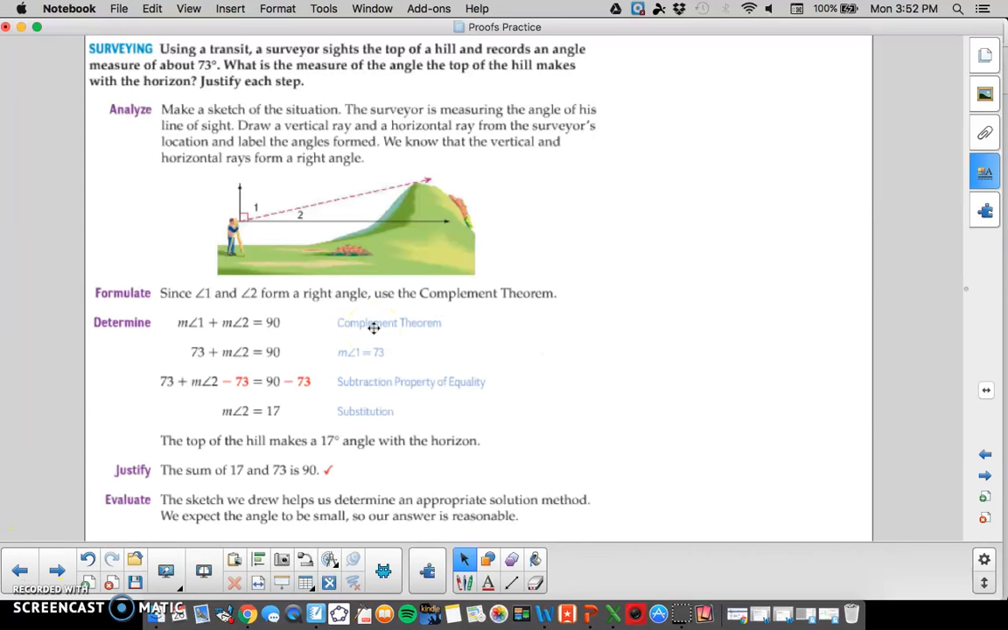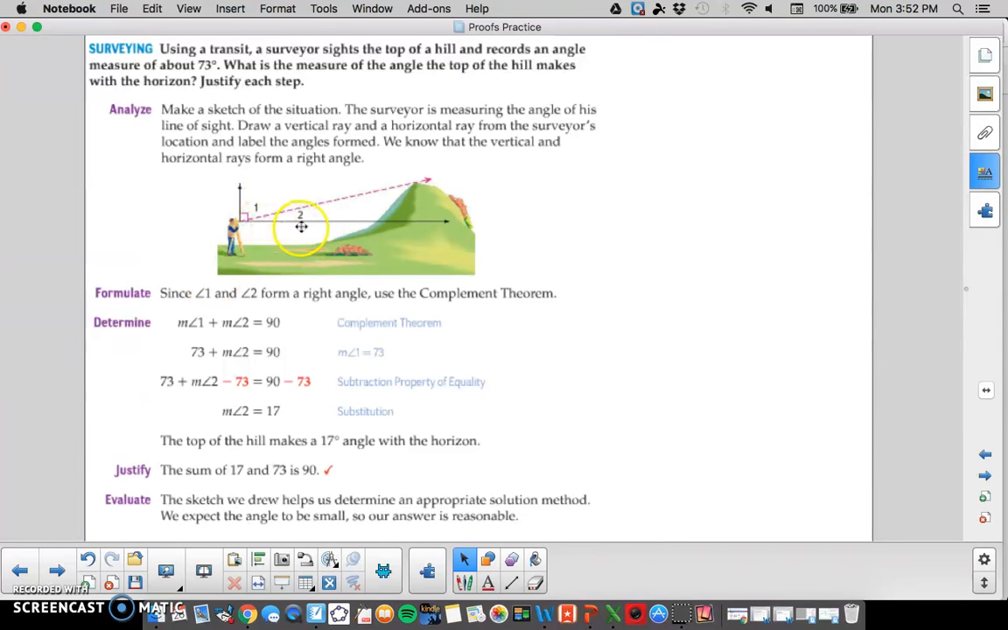All right, we have an example here looking at 2 complementary angles. So we have a situation here where we drew a picture. Using a transit, a surveyor sights the top of a hill and records the angle measure of 73 degrees. What is the measure of the angle the top of the hill makes with the horizon? So we're looking for angle 2 here.